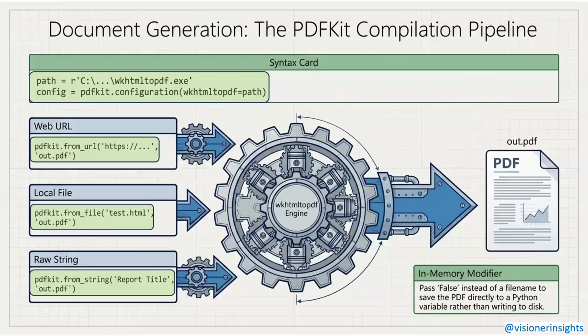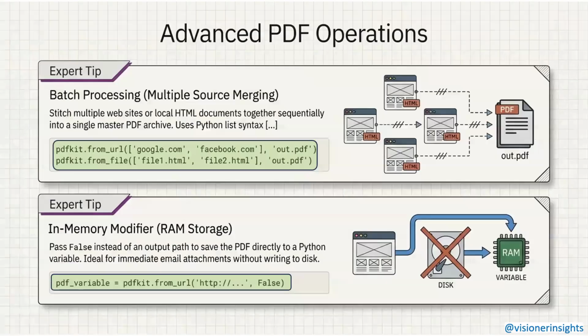Now, to bundle all those visuals into a final report, the PDFKit generation pipeline acts as a literal compilation machine. It beautifully demonstrates how the internal wkhtmltopdf engine actually works. It can intake a live web URL, a structured local HTML file, or even just a raw string of HTML text you've generated dynamically in Python, process it through its internal gears, and churn out a highly polished final PDF document.